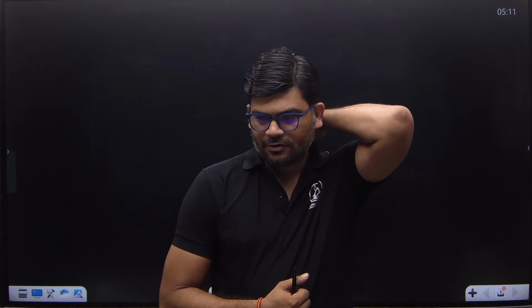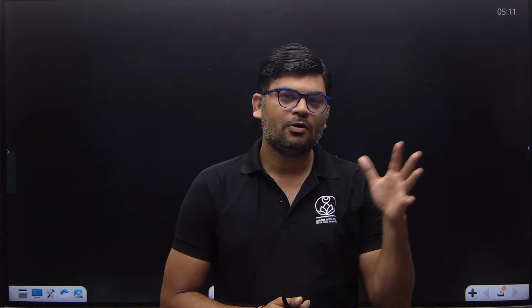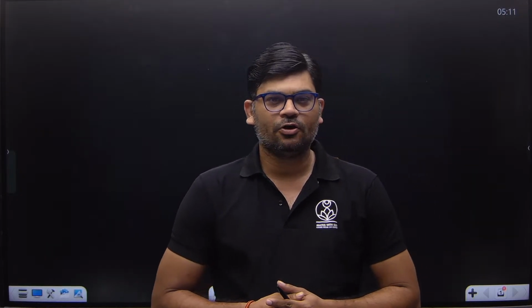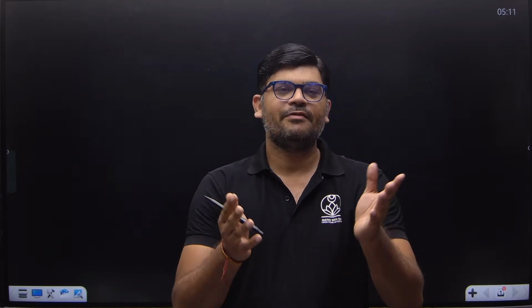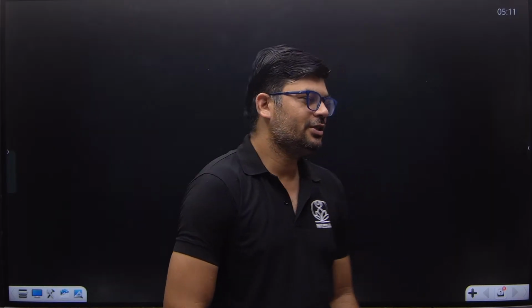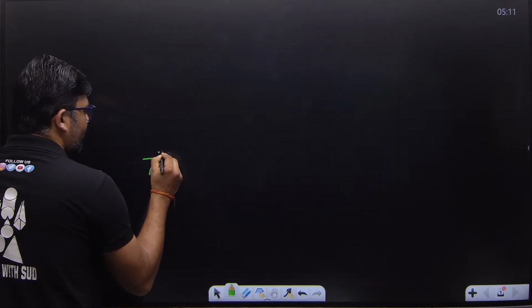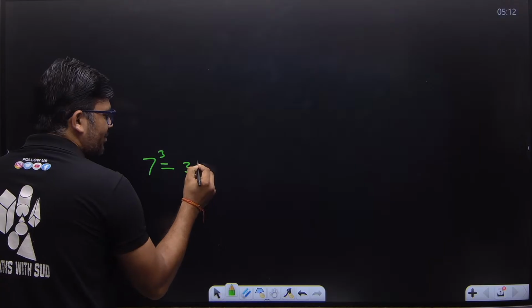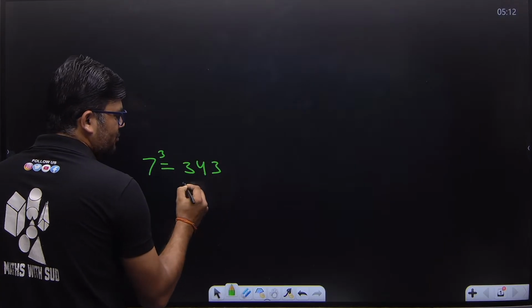But before that, I would like to know: do you remember all the exponential values that I taught you? Like 7 cube. What is 7 to the power 3? It's 343. Yes. See, how can you make 7? You can make 7 by adding 3 plus 4 and 4 plus 3. So it is 343.